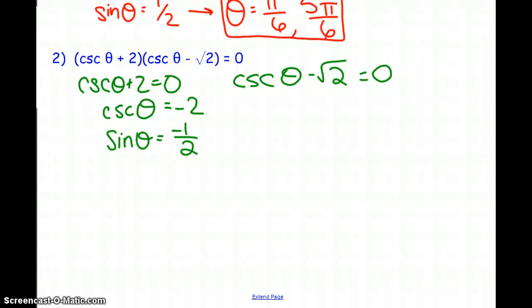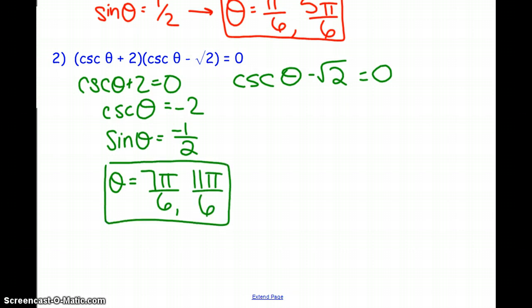From there, back to the unit circle. Where does sine of theta equal a negative 1/2? Well, that's going to be my y-coordinate is negative. Look in quadrants 3 and 4. And again, we're in radians, 7 pi over 6 and 11 pi over 6. And those are our two solutions. But yet we had another factor, so you do have to solve this one as well.